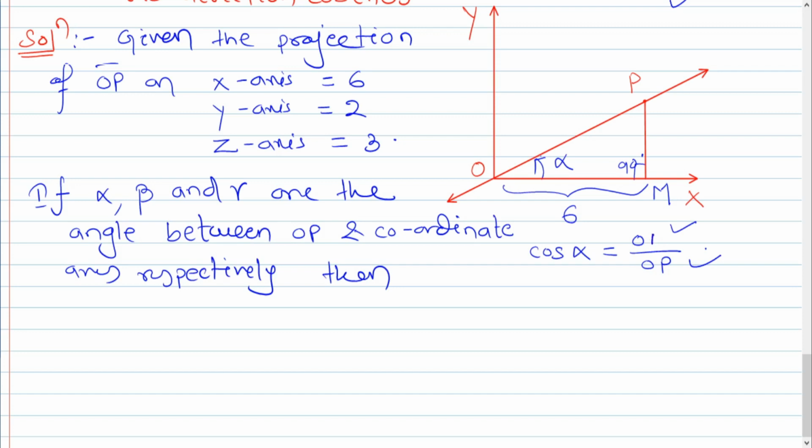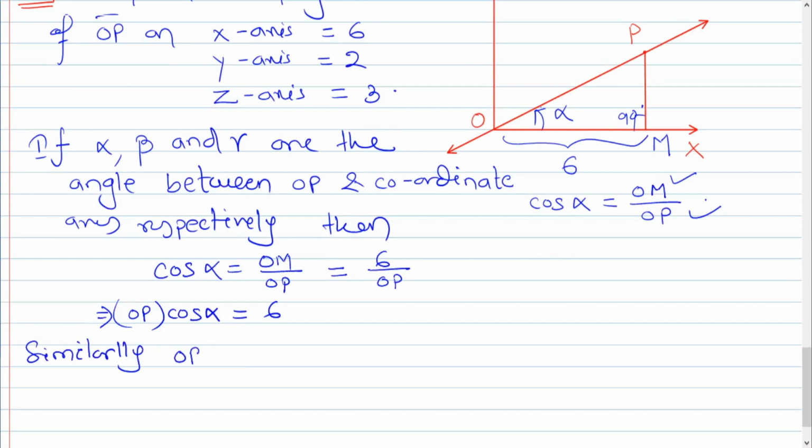So here cos alpha you can write OM by OP, and OM is equal to 6 by OP. So OP cos alpha is equal to 6. Likewise similarly you can write OP cos beta is equal to 2, the projection on the y axis, and OP cos gamma is equal to 3.